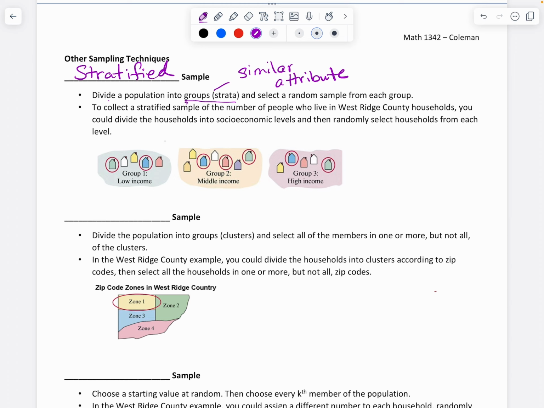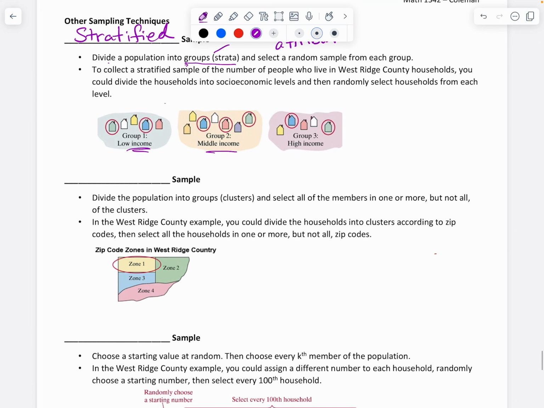R-I-B-U-T. All right. And then we collect it according to that information. So it says, to collect a stratified sample of the number of people who live in West Ridge County households, you could divide the households into socioeconomic levels and then randomly select households from each level. So in this case, their attribute is their income. So we have low income, we have middle income, and we have high income. And then we're going to randomly select people from that group. Again, maybe using a random number generator or drawing names out of a hat. That's just about as random.